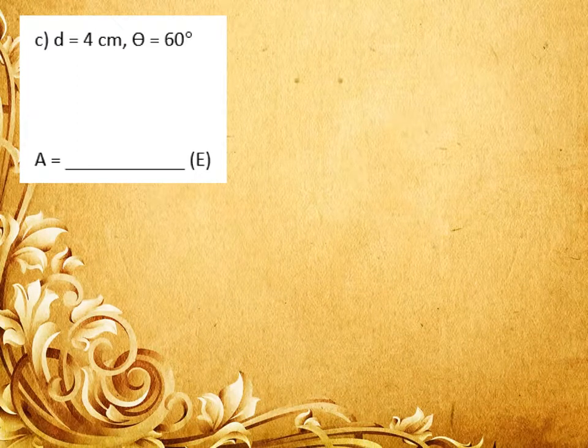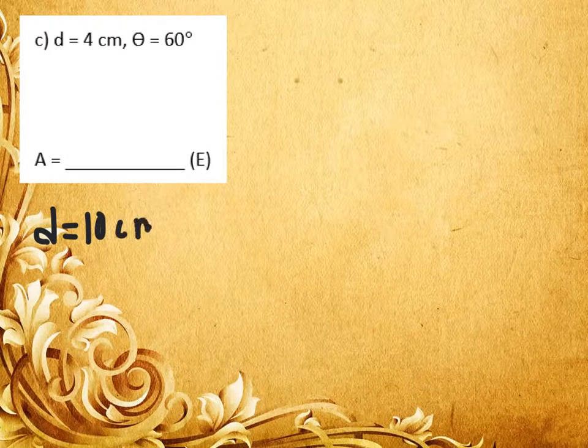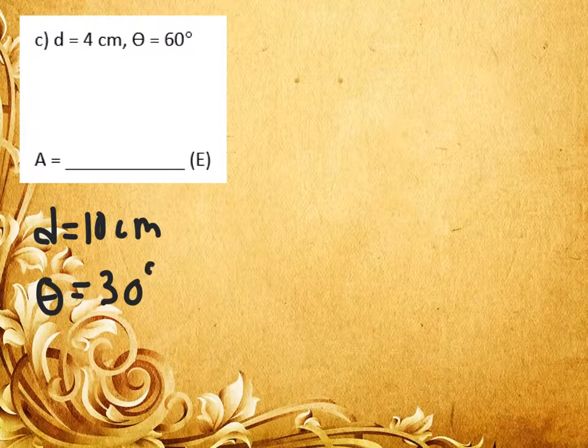Alright, I'm going to do one that's like this. Let's say the diameter is 10, and I'll use an angle of, let's say, 30. Now, a couple things I want you to notice. Well, let's draw a little picture of that to get a sense of this.